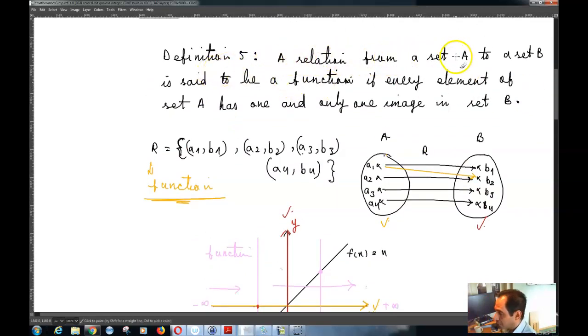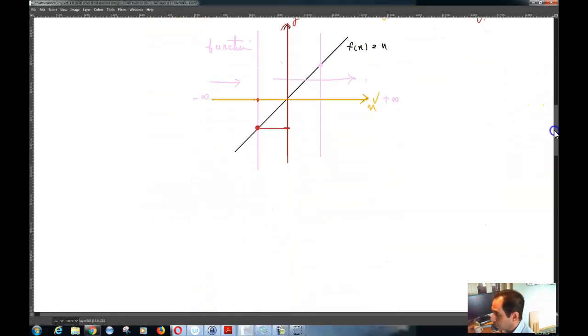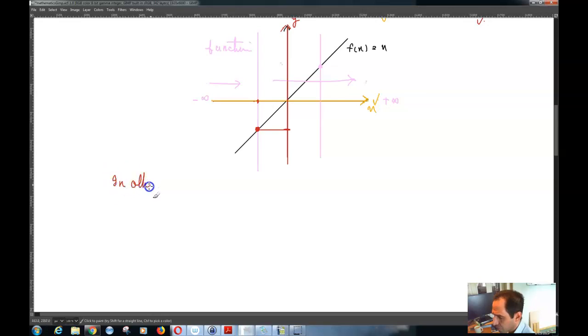So we say that a relation from a set A to a set B is said to be a function if every element of set A has one and only one image in set B. Or in other words, the function f is a relation from a non-empty set A to a non-empty set B such that the domain of f is A and no two distinct ordered pairs in f have the same first element. So it's again the same story basically.